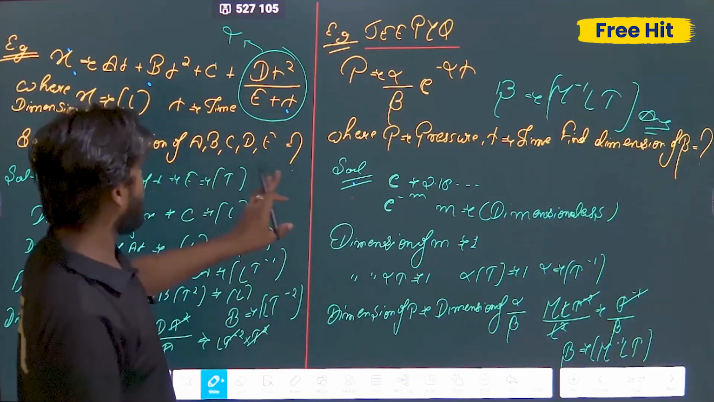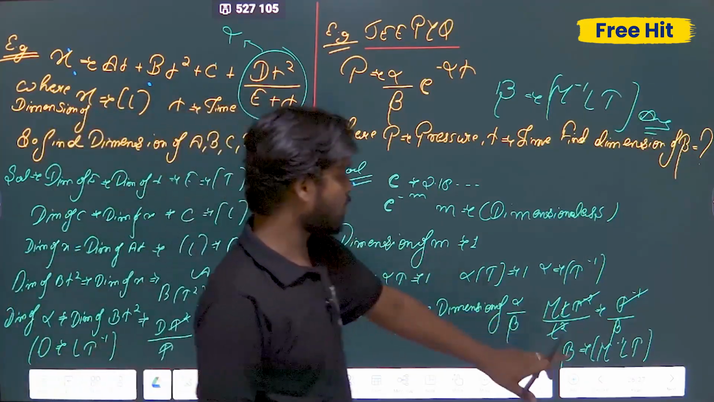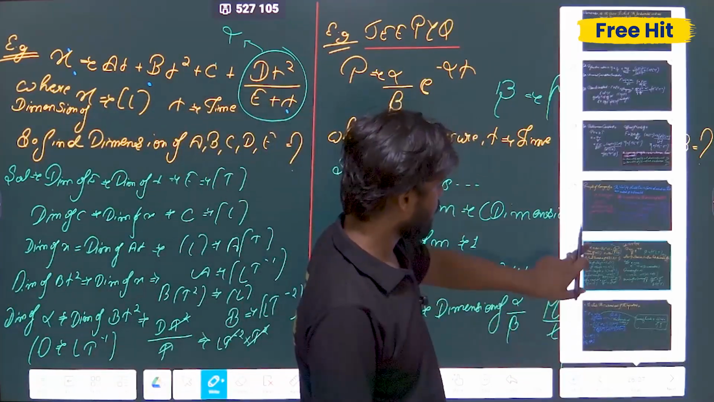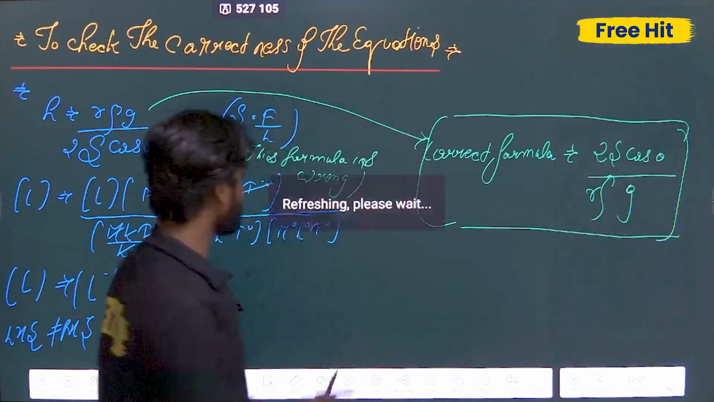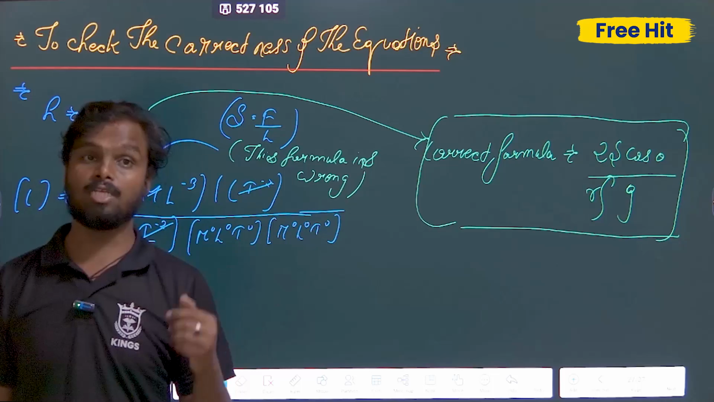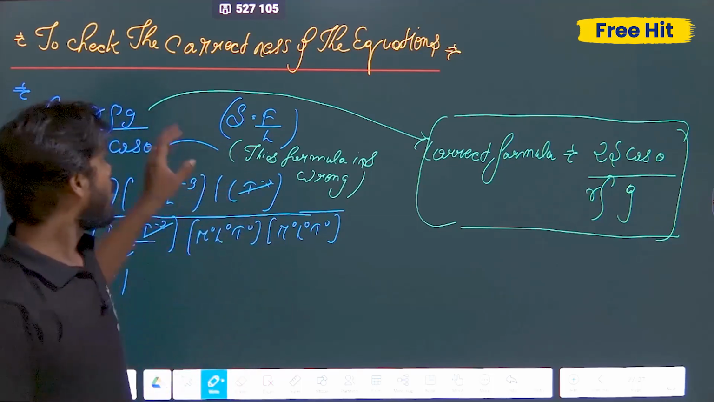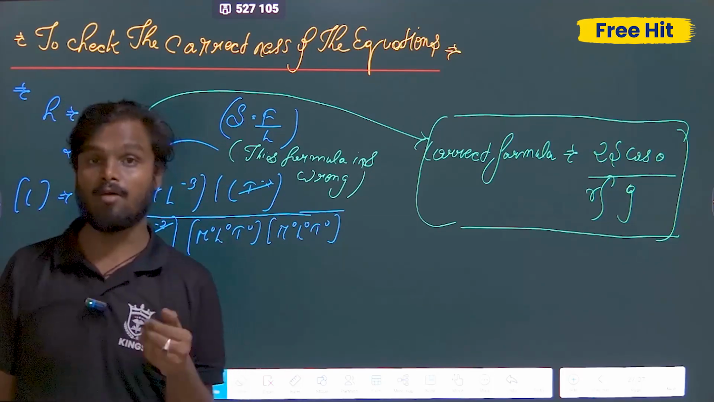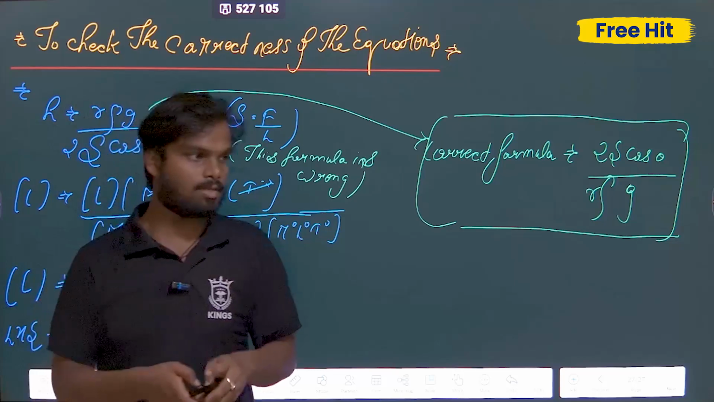These are very good questions. They cover all the concepts. Then the last thing we saw is how to check the correctness of an equation. Now in the next class we will see how to derive an equation from dimension analysis, and what the limitation of dimension analysis is.